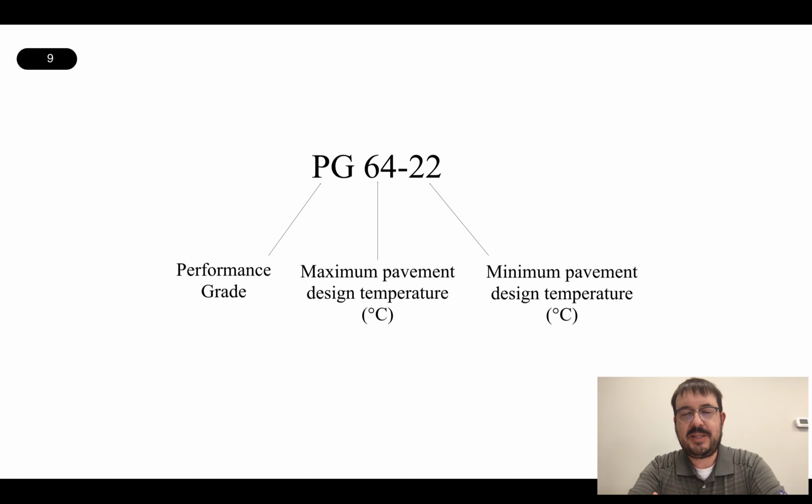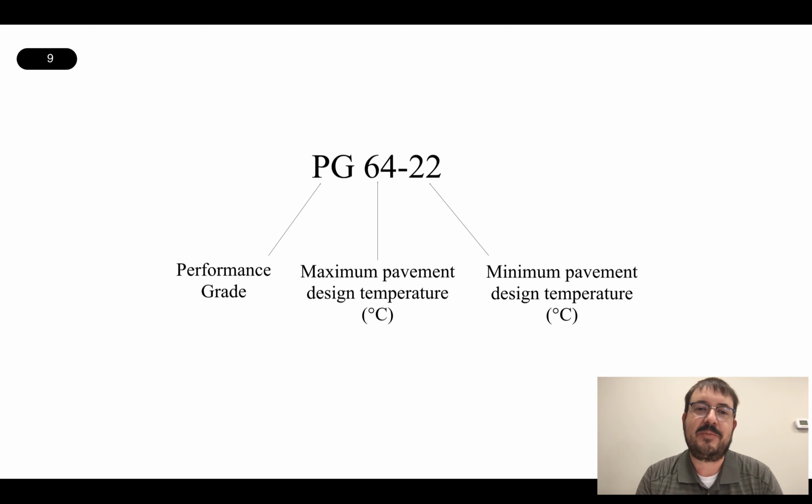And to meet those requirements, the PG grading system was established. Our PG binders used in hot mix asphalt construction all have this kind of nomenclature to identify the grade of asphalt binder used. The first number represents the maximum pavement design temperature. 64 is a common number used in many of our asphalt binders used in Indiana. The higher the first number, the stiffer the asphalt binder is. So oftentimes on higher volume projects, we will use a 70 or a 76 minus 22 type binder.